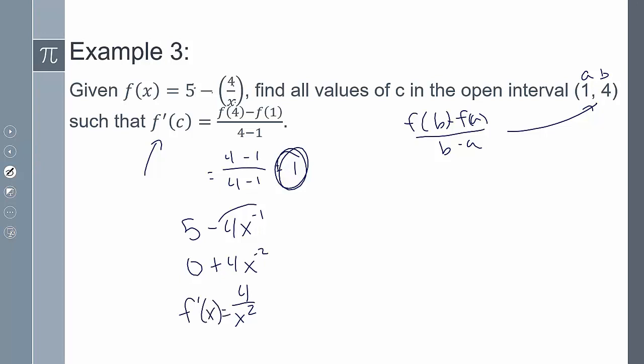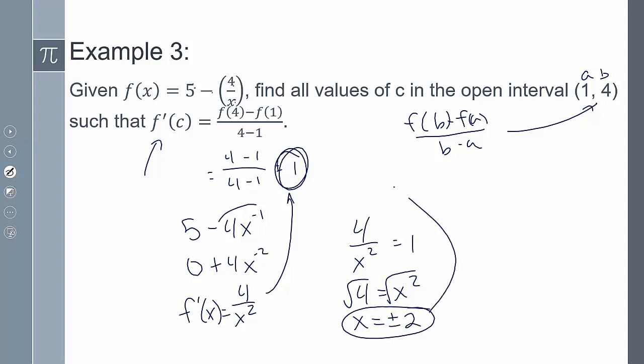Can I find a value for x that's going to equal that 1? That's the question. So 4 over x squared equals 1. Multiply both sides by x squared. And if I take the square root, x equals plus or minus 2. So these right here are the values for c that if I plug in positive 2 or negative 2 into my derivative function, it's going to give me the same value as that secant line.